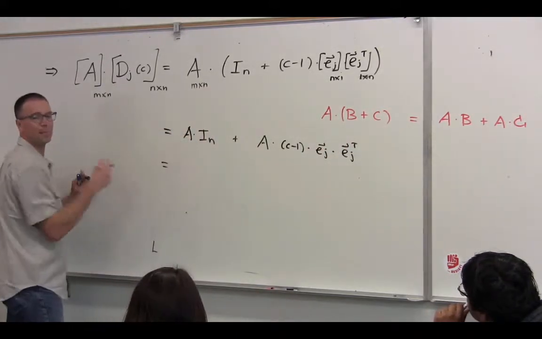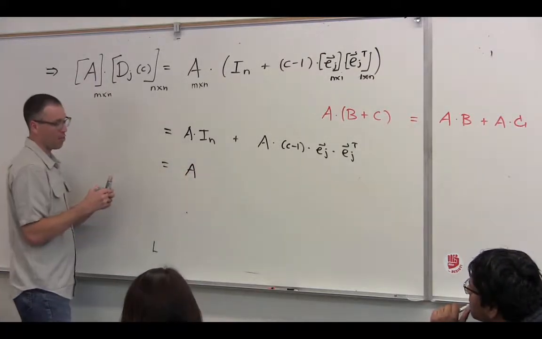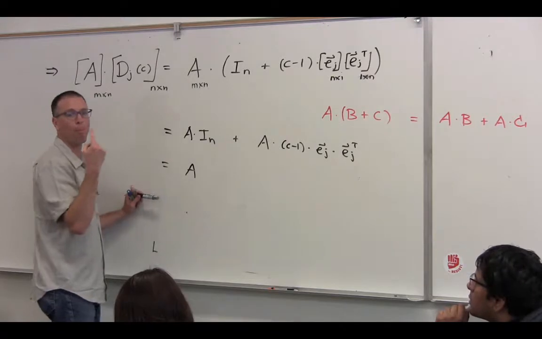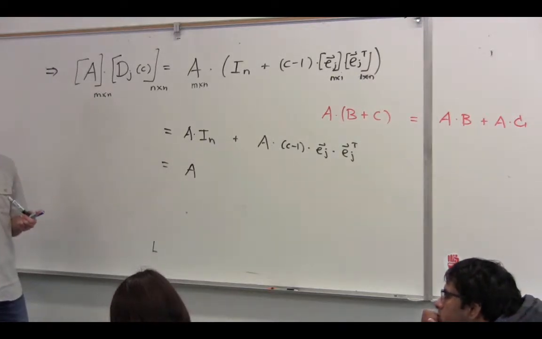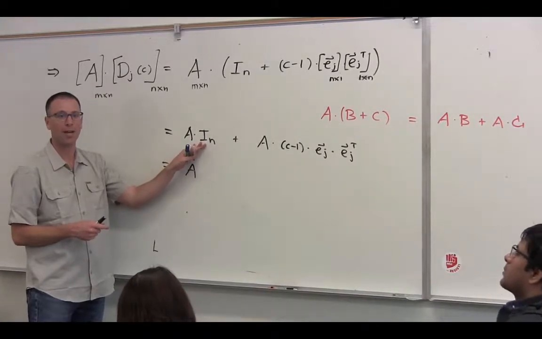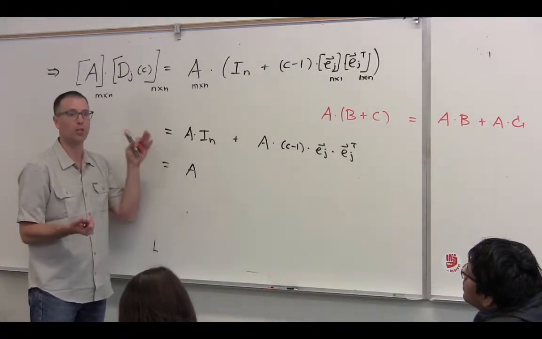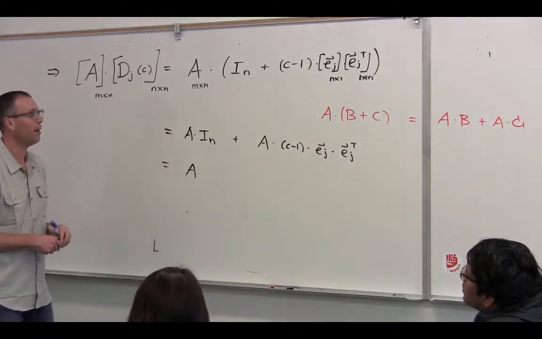Well, what was A times I_n? A. It literally plays the role of the number 1, right? We call 1 in the real numbers the multiplicative identity. This is now called the identity matrix because when you multiply by it, you don't do anything, right? It plays the role of 1. You don't change the columns, you don't change the rows, you just leave it alone, right?